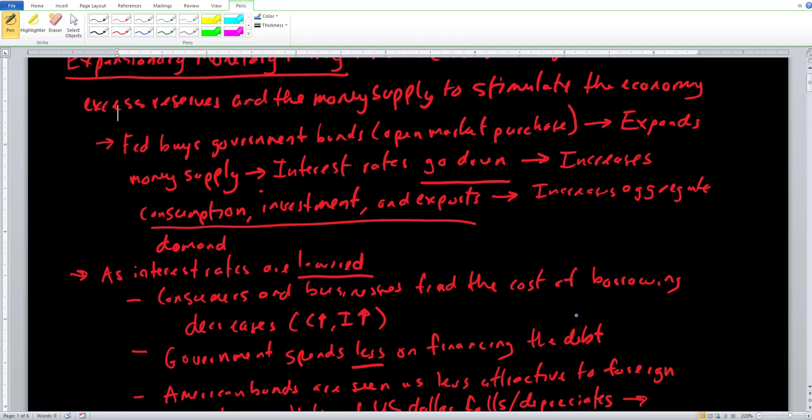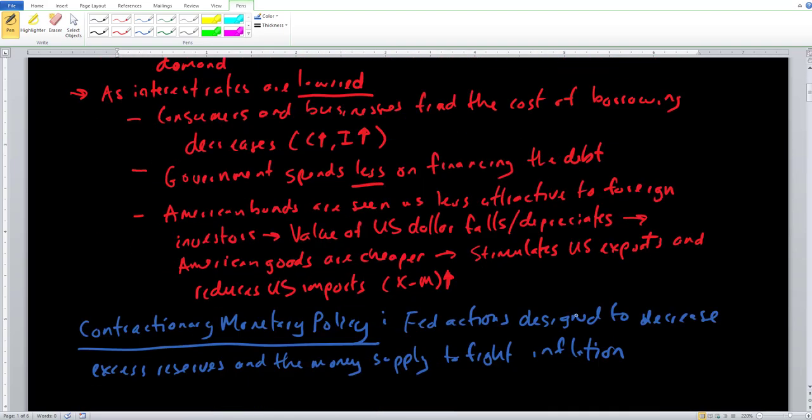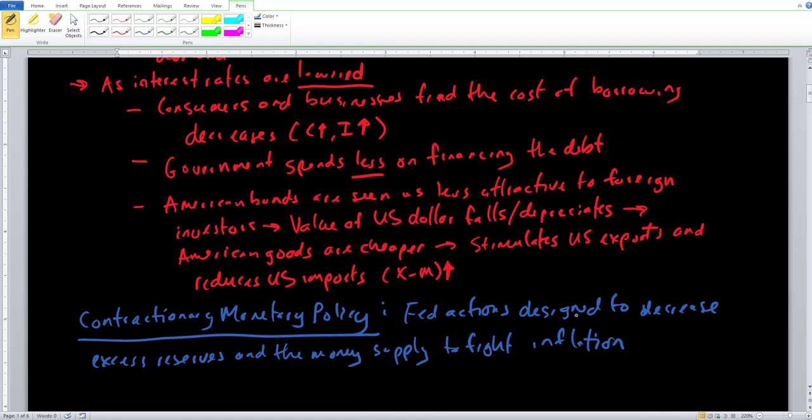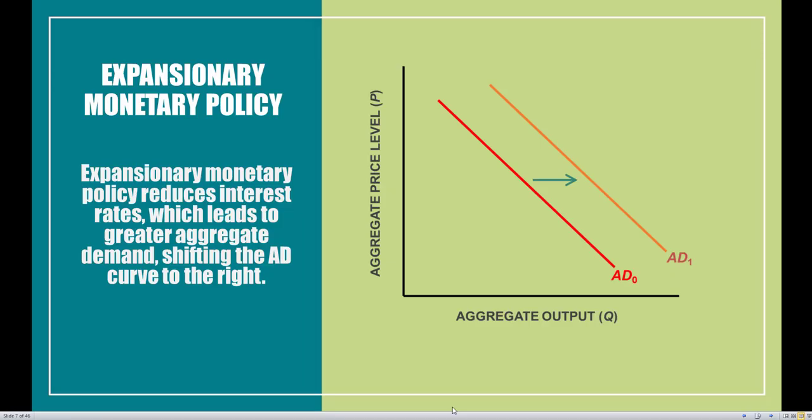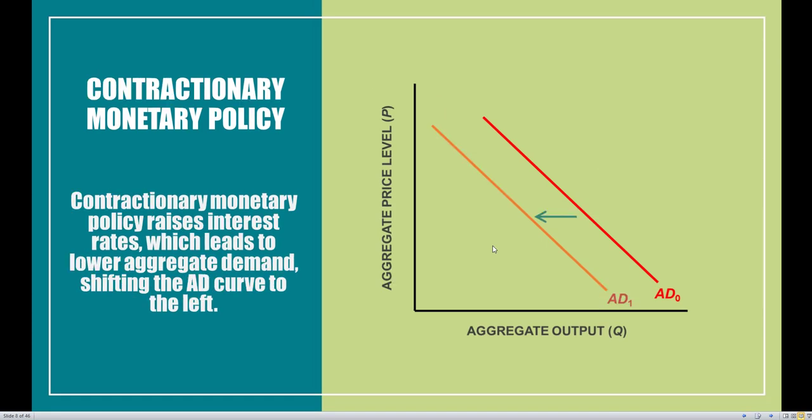So here, the Federal Reserve is going to go ahead and sell bonds. They have an open market sale. This decreases the money supply. Interest rates get pushed up. It's going to decrease consumption, investment, and net exports, and that's going to cause a decrease in aggregate demand. So basically here, just change everything to the opposite side, and you know exactly what happens with contractionary monetary policy. In terms of our graphical analysis, we shift our aggregate demand curve towards the origin, over to the left, and that is going to help fight inflation.